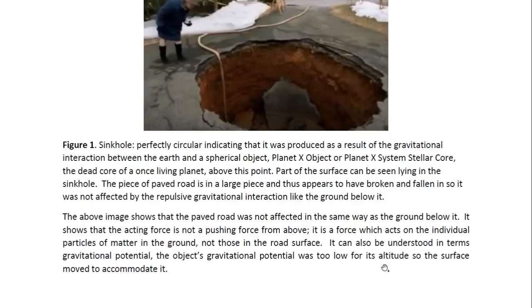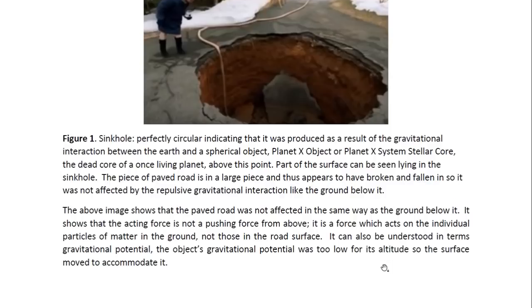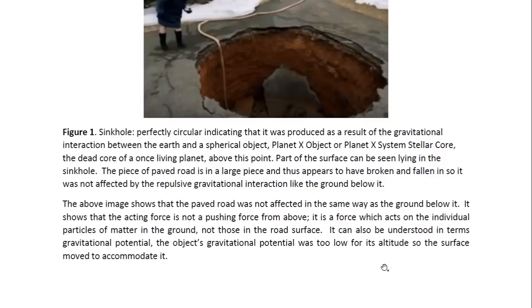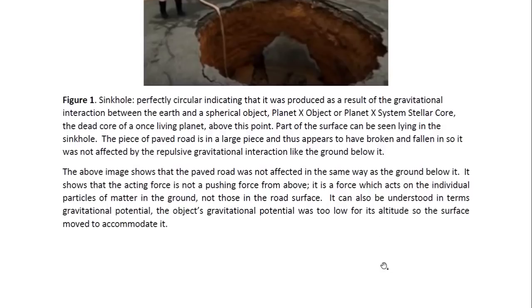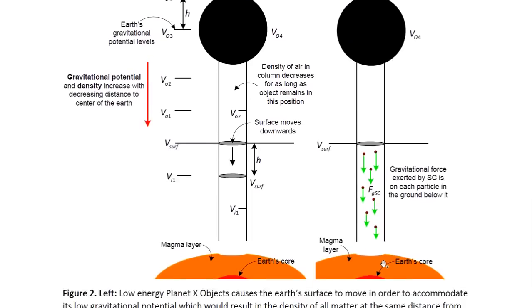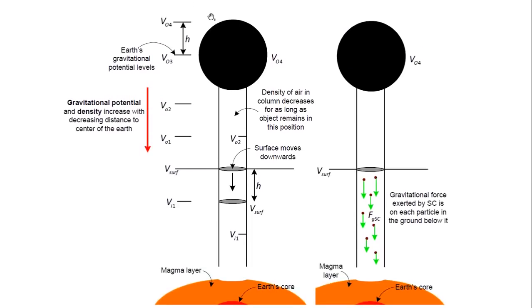It can also be understood in terms of gravitational potential. The object's gravitational potential was too low for its altitude, so the surface moved to accommodate it. And this is illustrated here. So what we have is a stellar core coming in. It was attracted to the atmosphere via the electrostatic interaction, but its gravitational potential is too low to be at this altitude. According to the Earth's gravitational potential levels, this level is a VO3 level.